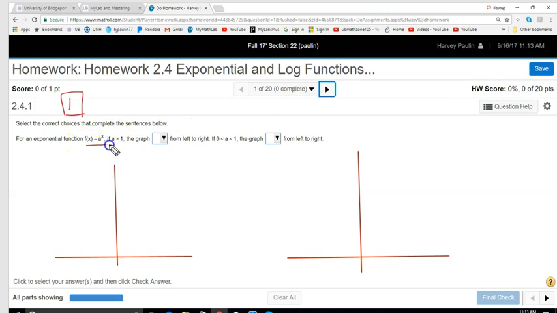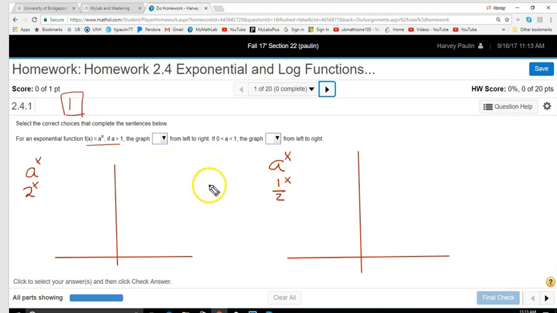In this first case, we're saying that our base A is going to be greater than 1. So an example of this was, let's say, 2 to the x power. And in this second graph, they're saying that it's greater than 0 but less than 1. So this would be a fraction. So our base here to the x power, an example would be 1/2.